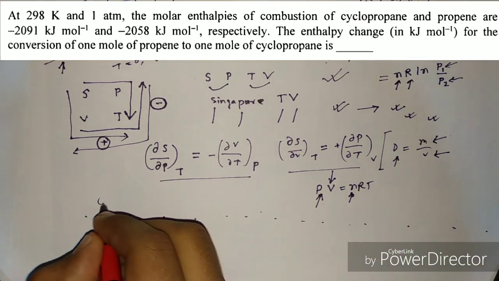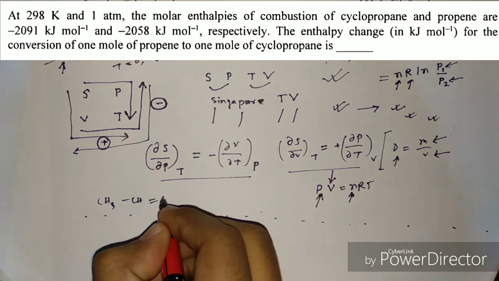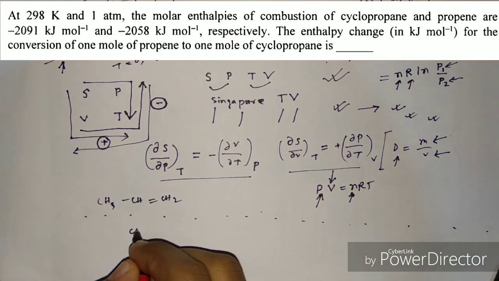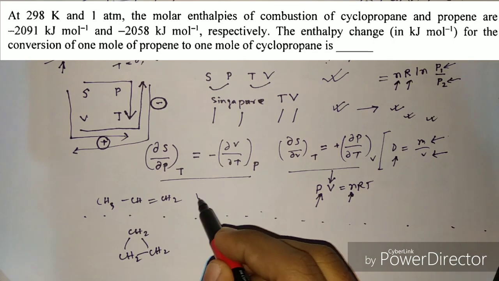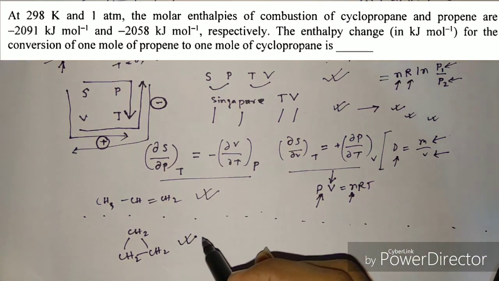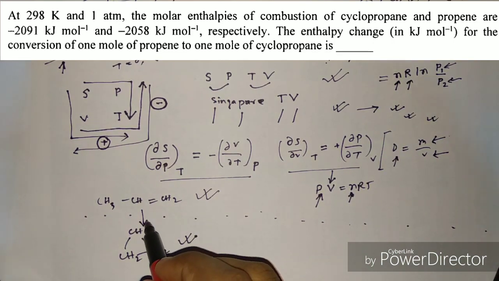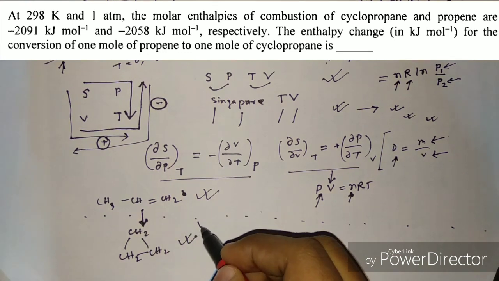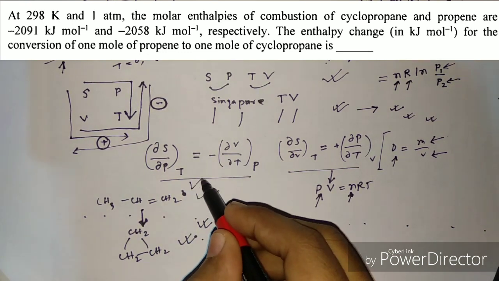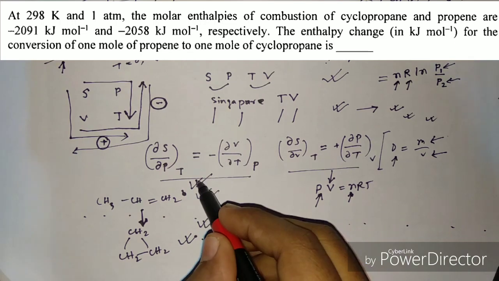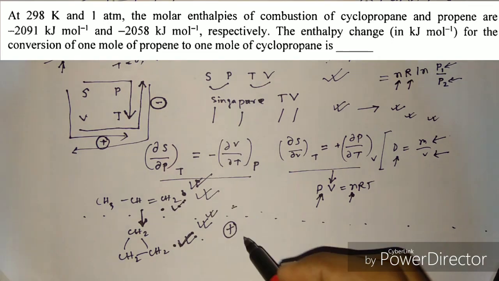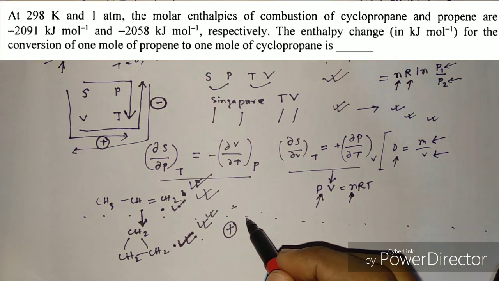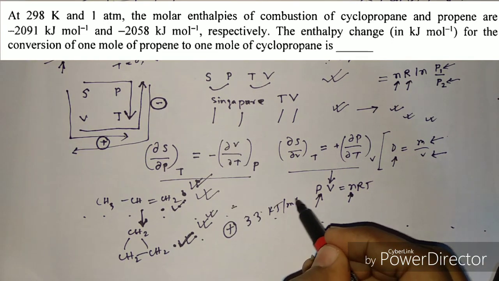Propene, that is CH3-CH=CH2, and cyclopropane, that is a ring of CH2, CH2, CH2. You know which one is more stable: cyclopropane is less stable and propene is more stable. So the enthalpy change from this to this: the less stable one will be higher energetic, and the more stable one will be lower energetic. Whenever you need to calculate the enthalpy change, subtract the values in kilojoules per mole, and this will be the answer.